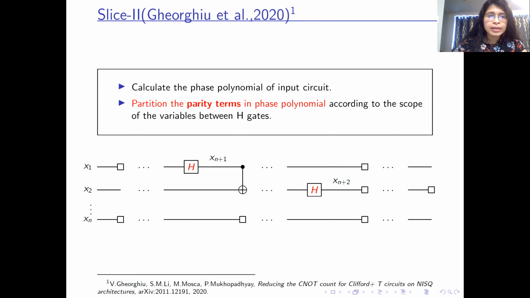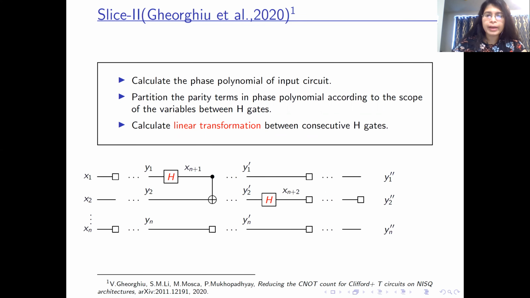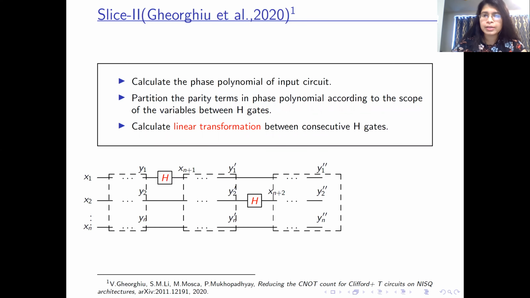In the second method, we calculate the phase polynomial of the input circuit. So this is a circuit. And then we partition the parity terms in the phase polynomial according to the scope of the variables between Hadamard gates. Right after every Hadamard gate, we introduce a new variable, so some variables get lost. That's why we can synthesize only those circuits which correspond to the monomials that can be written as a function of these variables. We calculate the linear transformation between the consecutive Hadamard gates because this information is essential in order to resynthesize the circuit.